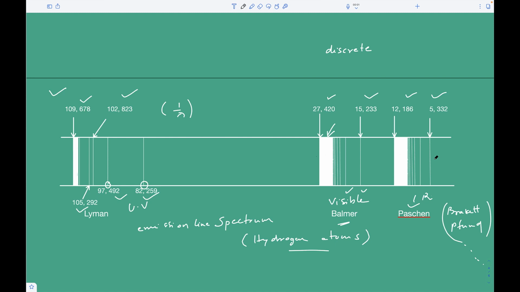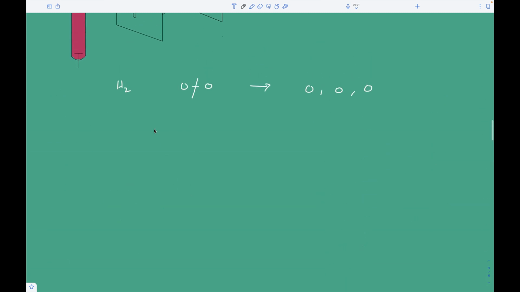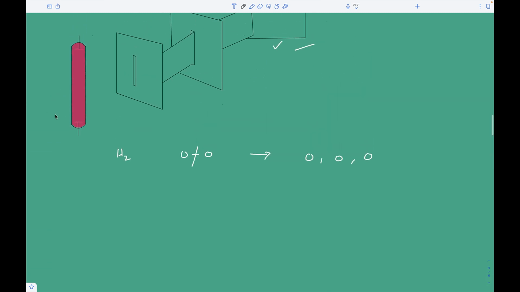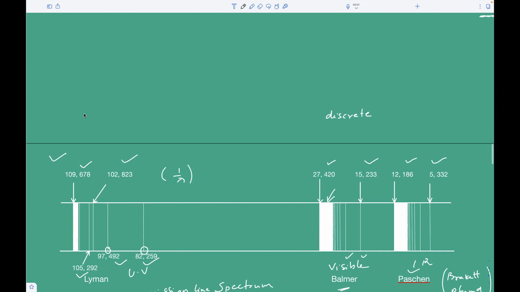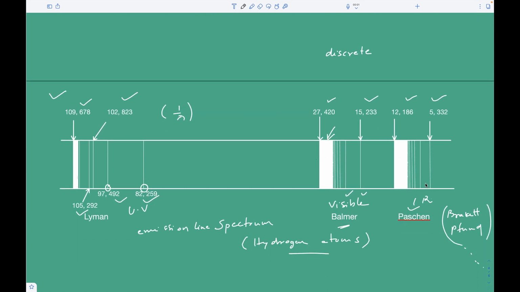And the story gets even more interesting when we replace this hydrogen gas with some sodium vapor. Sodium vapor consists of sodium atoms, and sodium atoms also produce a line spectrum, but the line spectrum produced by sodium atoms looks entirely different from the line spectrum of hydrogen atoms.